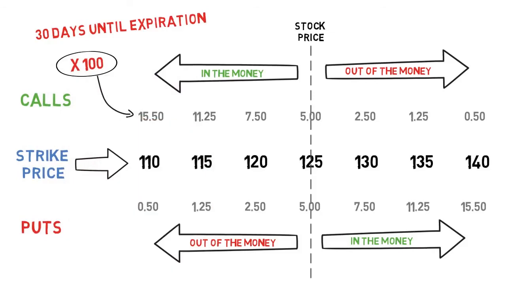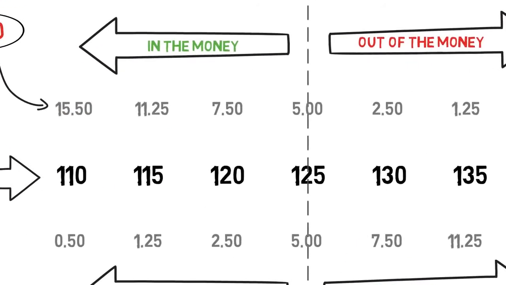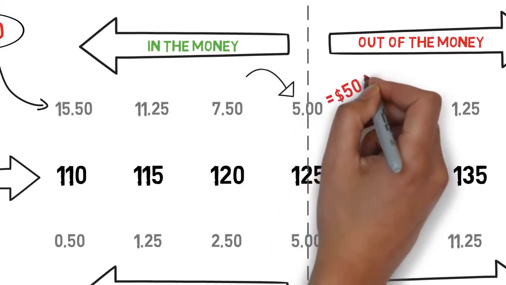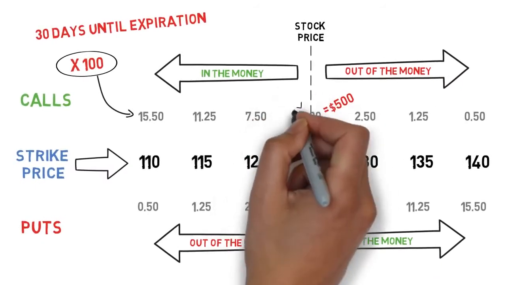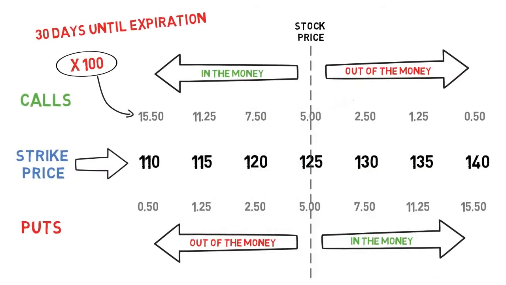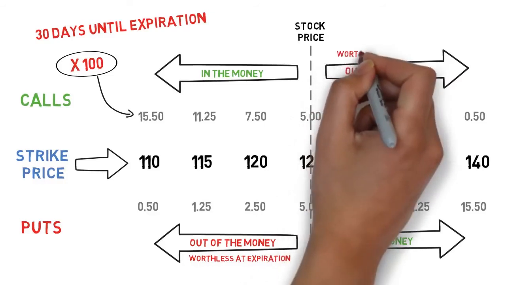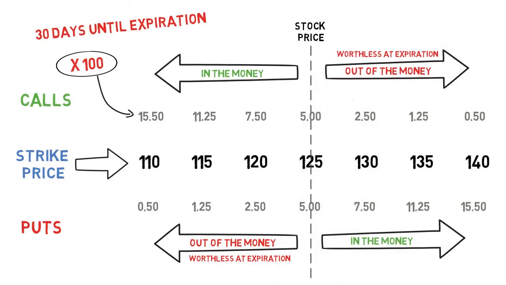So these prices have a multiplier of 100. So, for example, if you buy one contract of the 125 call, this will actually cost you $500, not $5. So here's the thing. All out-of-the-money options have no value at expiration. Let me repeat. If an option is out of the money at the expiration date, it will be worthless.